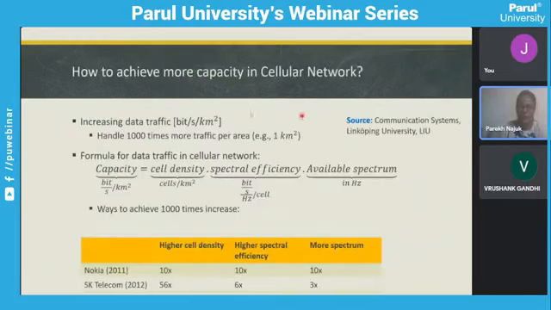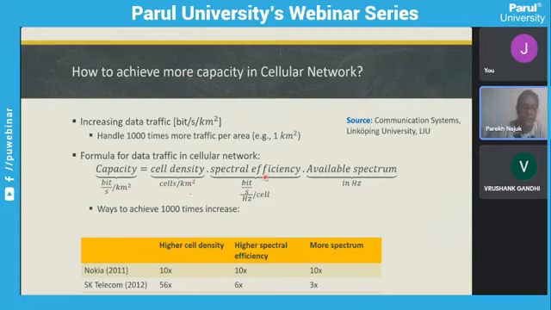Now, we come to the very basic equation of capacity. Anything in communication starts with Shannon, with Shannon's capacity formula. We have the cell density multiplied by the spectral efficiency and multiplied by the available spectrum. So you can see the data capacity goes with the density of the cell, that is, the cells per kilometer square. How many more cells can you accommodate? You see the term is written as cells per kilometer square. It's not one cell in a kilometer, it's many cells in a kilometer.